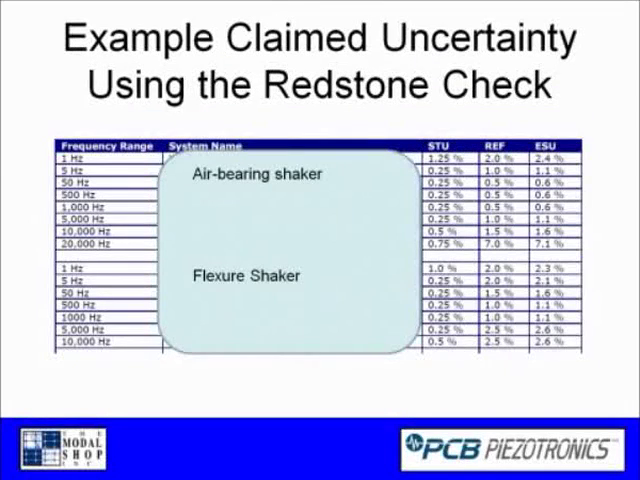So this is kind of how it's been used, and you can see it here on a spec sheet in action. We have this STU, System Transfer Uncertainty, which is the portion determined by the Redstone check. We have the uncertainty of the reference sensor, and then we combine those to get the expanded system uncertainty, or ESU. Here are some of the values that come up.